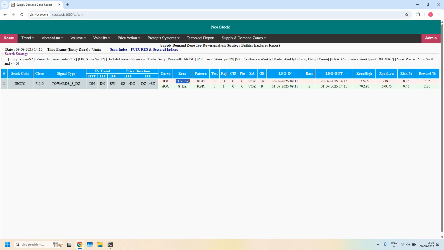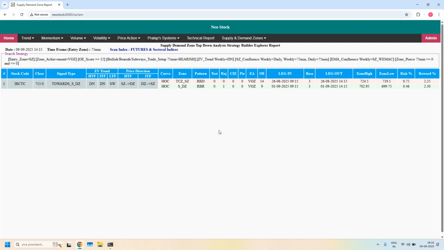That way, this 75-minute supply zone might have more high probability to get success, provided less than 20 checklist items are satisfied. Otherwise, there are higher chances of zone violation. So this is a bearish trade setup for weekly income trade.